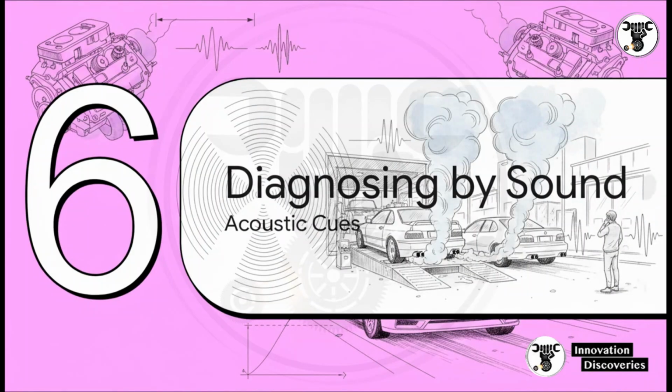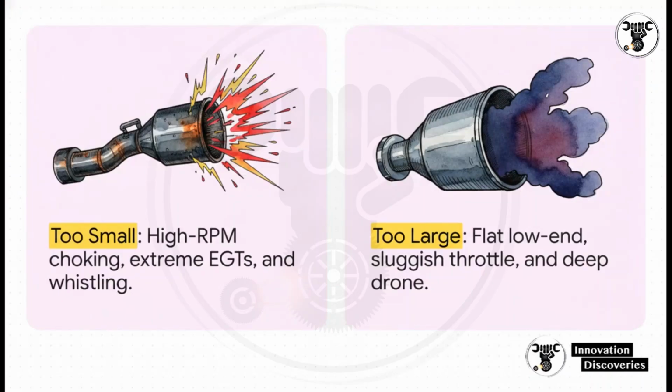And finally, Section 6, Diagnosing Errors by Sound. Did you know that exhaust gas velocity directly shapes the exhaust note? Seriously, listening to the engine can tell you exactly where your fluid dynamics are failing. If you're out on a shakedown run and you hear a deep, boomy drone at highway cruising speeds, your pipe is way too large.